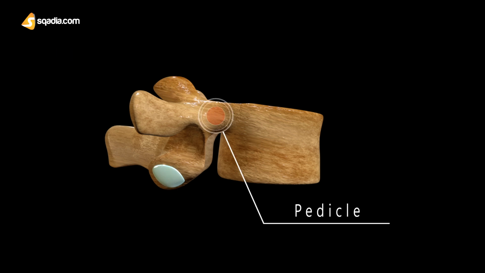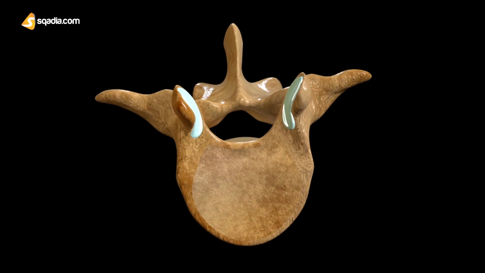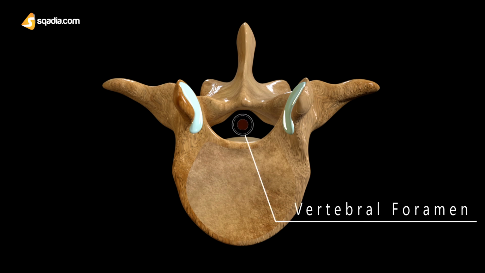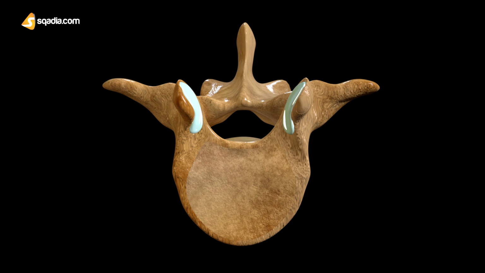The pedicles are short and strong. The body is large, rounded, wider from side to side in comparison to a smallest body in case of cervical region. Triangular vertebral foramen is characteristic for the lumbar vertebrae. At the posterior inferior aspect, we have this rough tubercle, which is known as the accessory process, which is a rudiment of the original transverse processes.